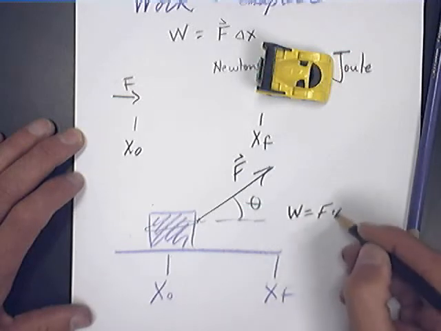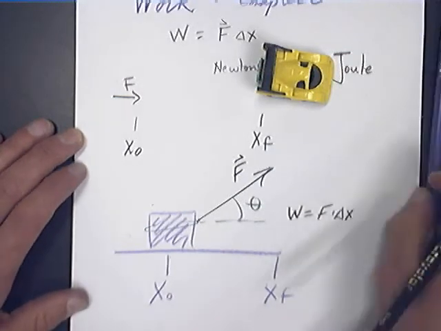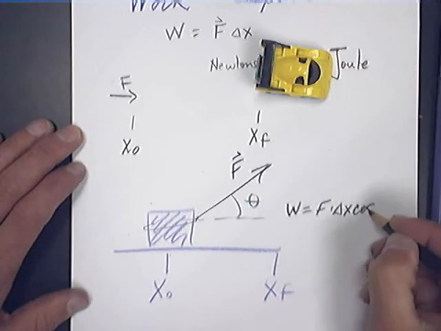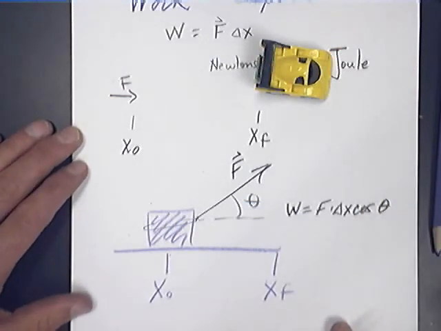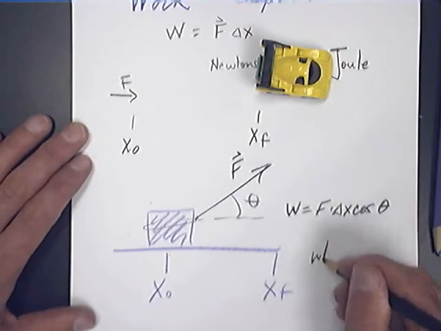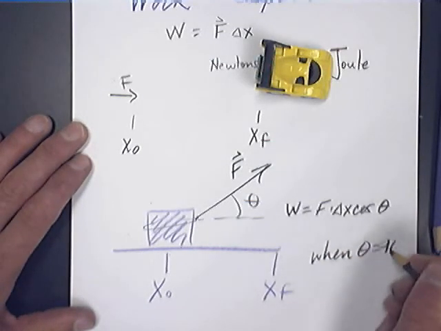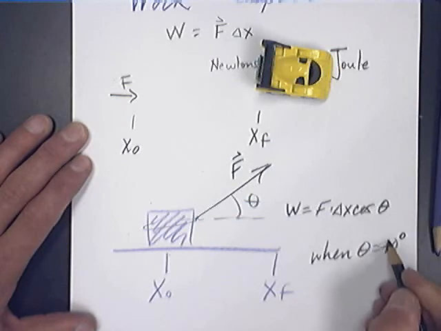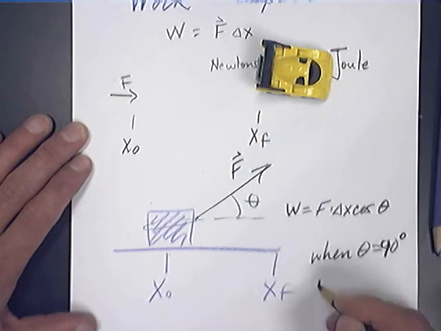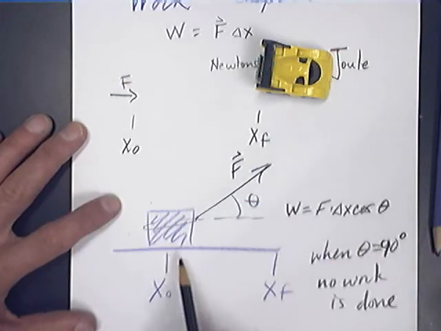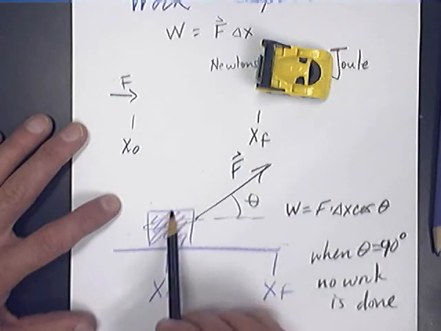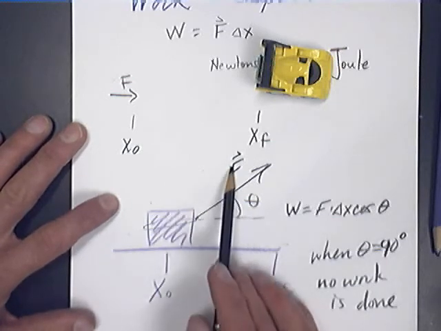force times the displacement. Technically it's the dot product, but since we haven't done that too much, it's F delta x cosine theta. So notice when theta equals 90, there we go, no work is done. If this thing is sliding sideways and I'm lifting up on it, that force didn't do any work.